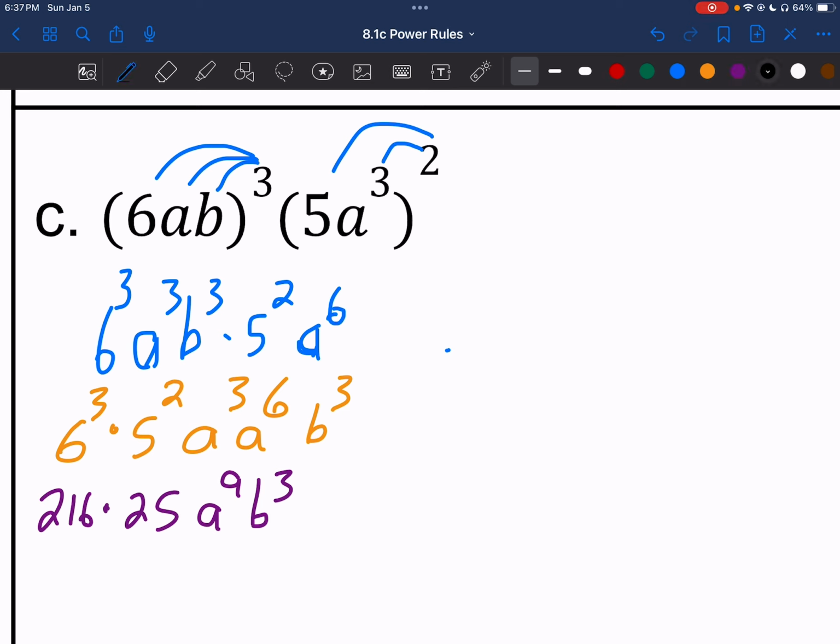And then lastly, we just need to multiply 216 and 25, and you get 5,400 a to the 9th, b to the 3rd.